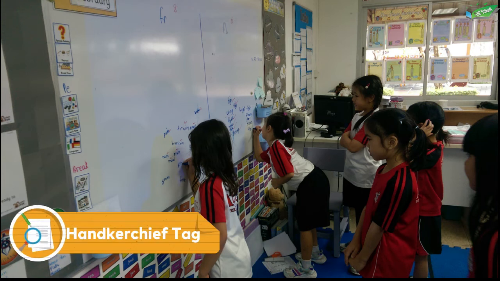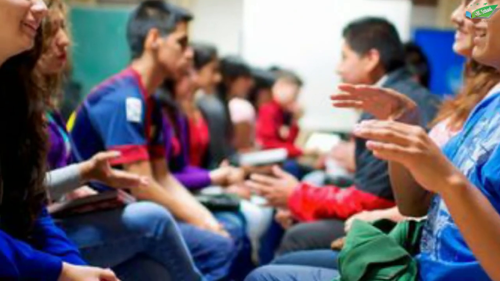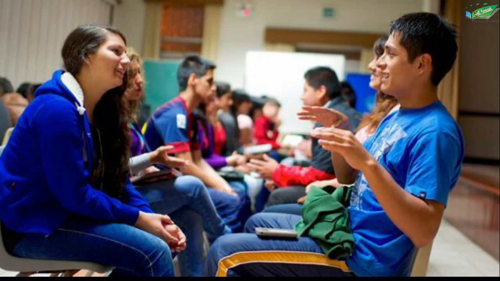Number 2. Handkerchief tag. So, all what you need is a handkerchief and some chairs. First, you have to choose one student to be the speaker. Divide the students into two teams. Make them face each other. Put the handkerchief between the two teams. Then, give each student a secret word that must be given to another student from the other team. You can either whisper the words or give them these words printed on some flashcards.